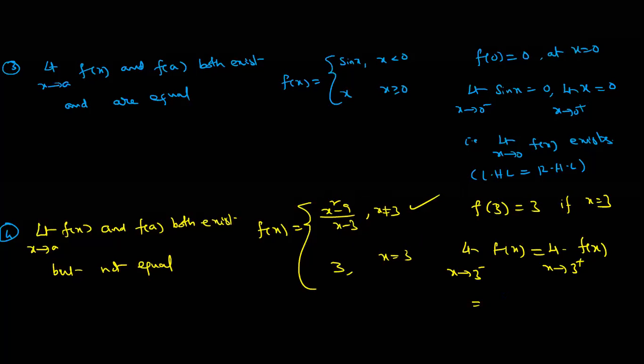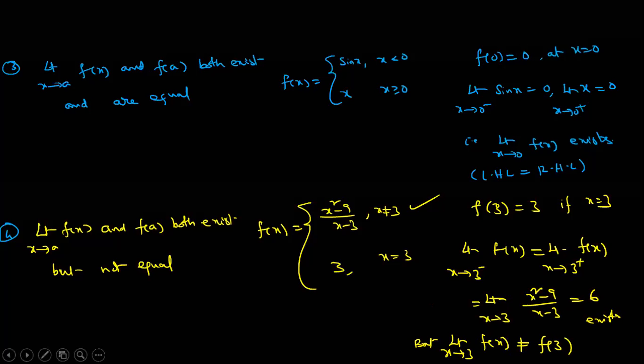What is that? See carefully. It is equal to limit x tends to 3, x square minus 9 by x minus 3. Anyone? 6. Why? Factorization method. Factorize them, simplify. X plus 3 is coming. Put x is equal to 3. 6 is coming. So the limit is also existing. But limit x tends to 3, f of x is not equal to f of 3.